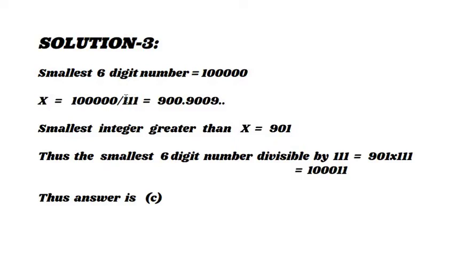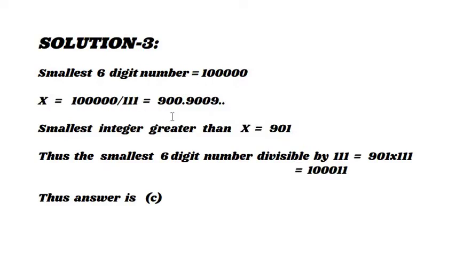Now we know the smallest six-digit number is 1 lakh, that is 100,000. And if you divide it with the given number 111, the result would be 900.9009. Now we need to find the smallest six-digit number divisible by 111. But if we divide the smallest six-digit number, that is 1 lakh, with 111, the result is 900.9009. As the result is fractional, this is clearly not our desired answer.